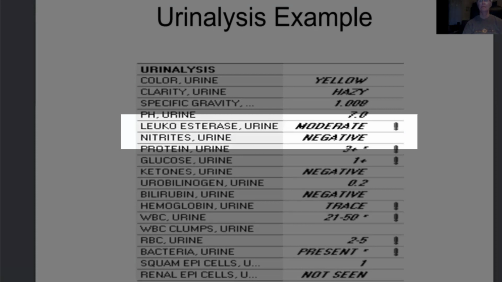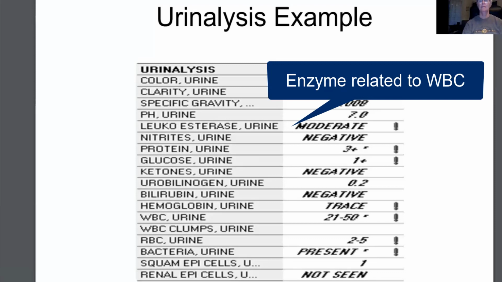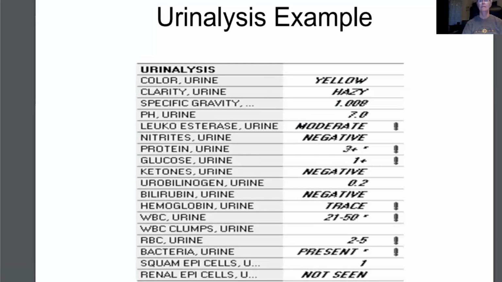Leukocyte esterase and nitrites are really the two primary tests that we use to look for signs of infection in the urine. Leukocyte esterase is, I would call it, a byproduct or an enzyme related to white blood cells. This might also just be called leukocytes on some tests, but it's looking at white blood cells in your urine. Again, like we learned before, white blood cells have to do with the immune system. So if you have an infection in your urine or in your bladder, there are going to be white blood cells there attacking the infection. So we can see those in the urine.